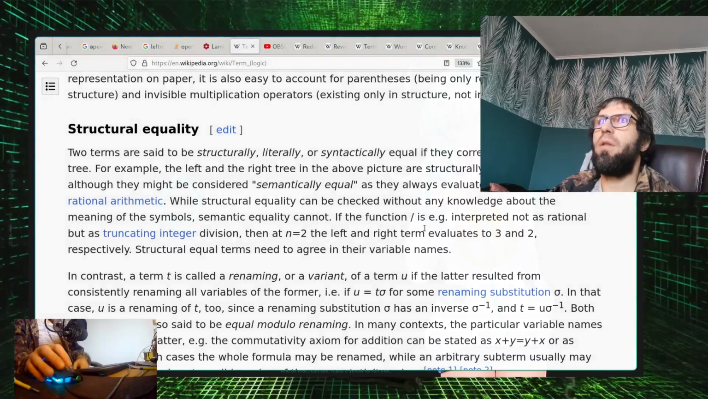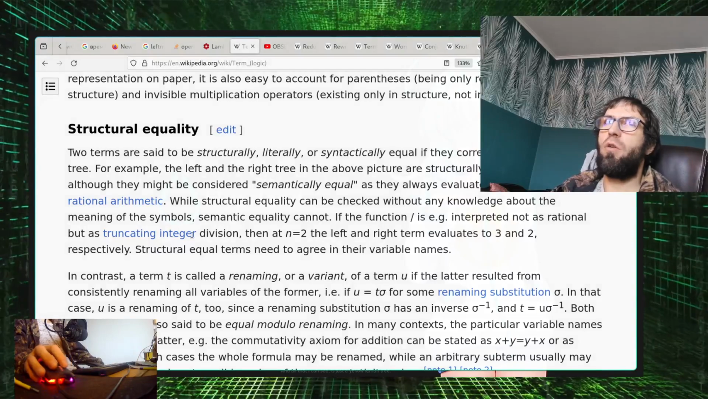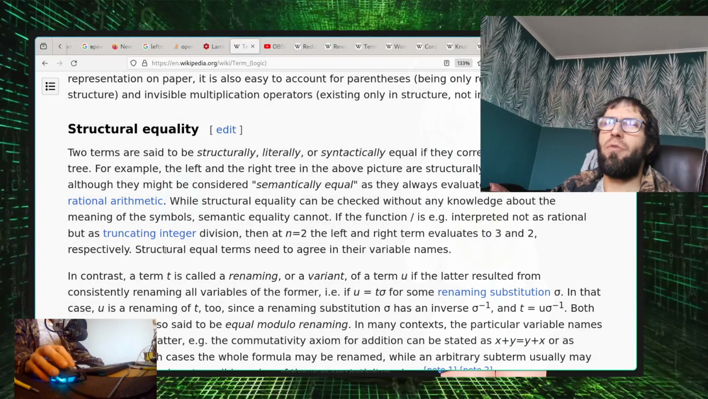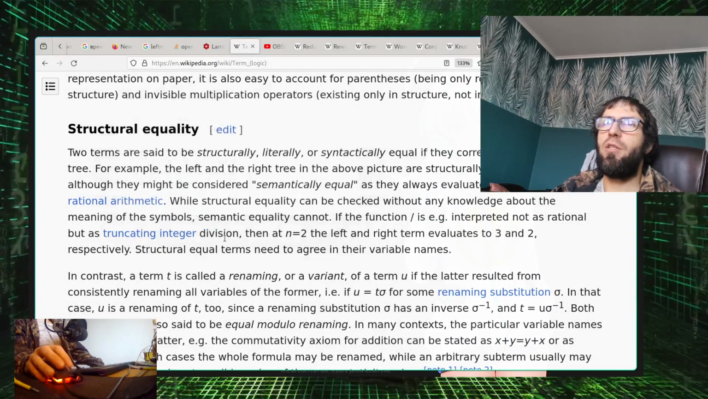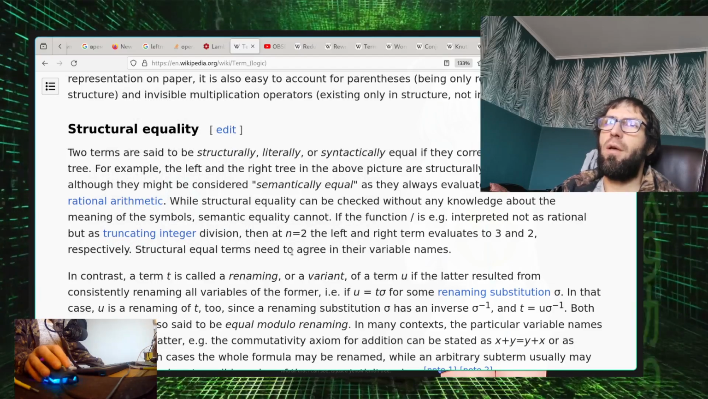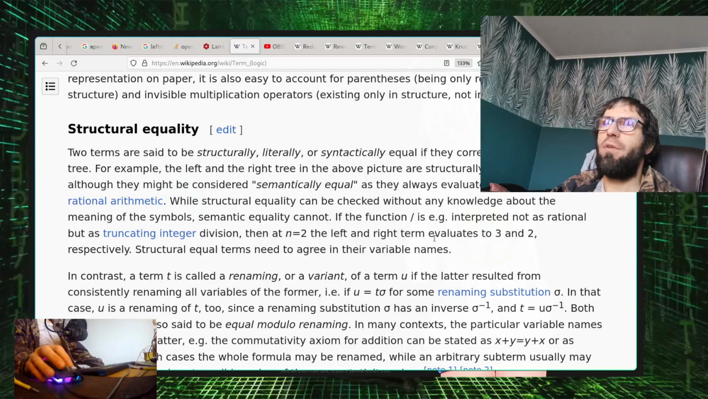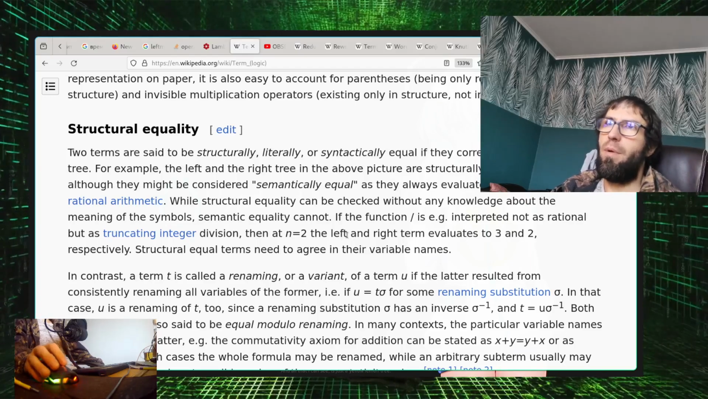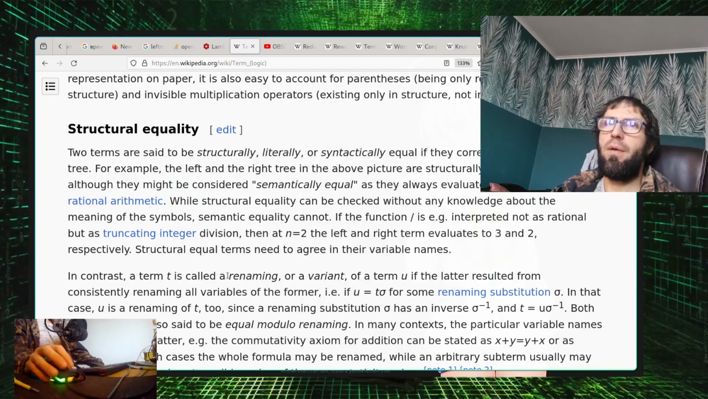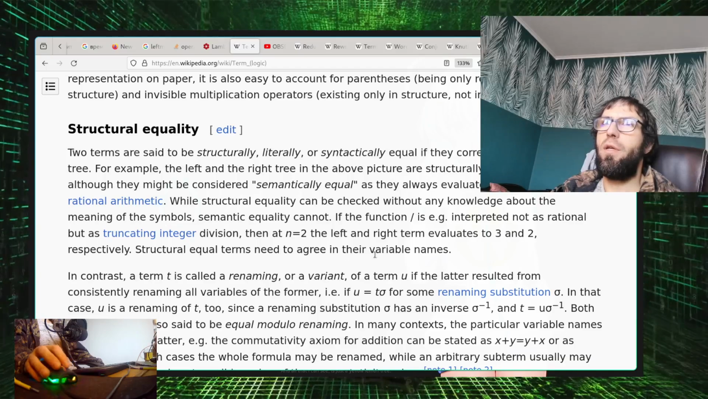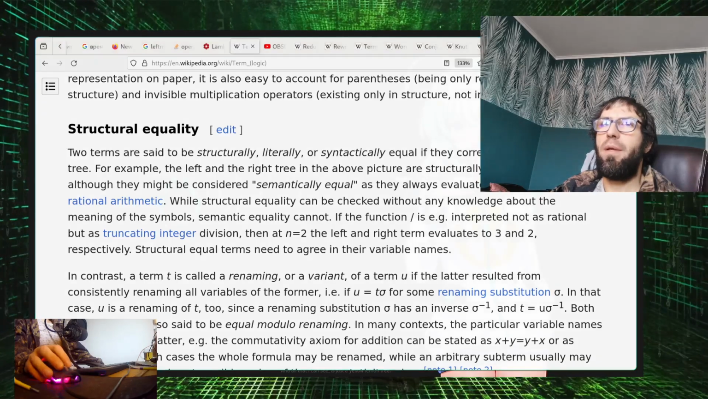For example, if the function is interpreted not as rational but as truncating integer division, then if we substitute n equal to 3 in the left and right terms of these above trees, they evaluate to 3 and 2 respectively. Structurally equal terms need to agree on their variable names.